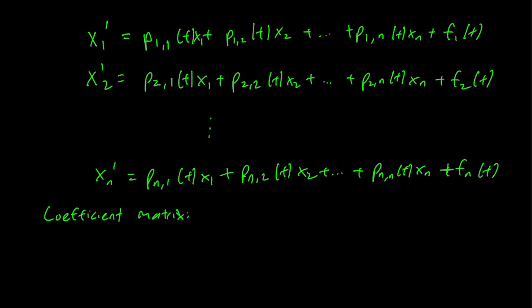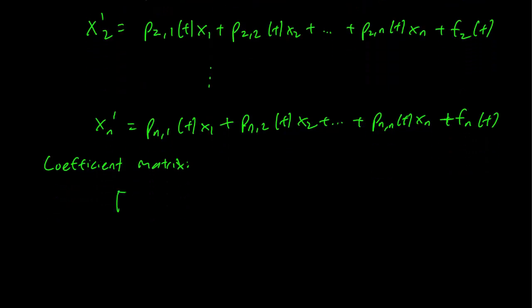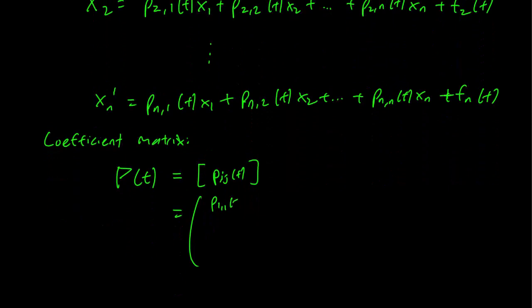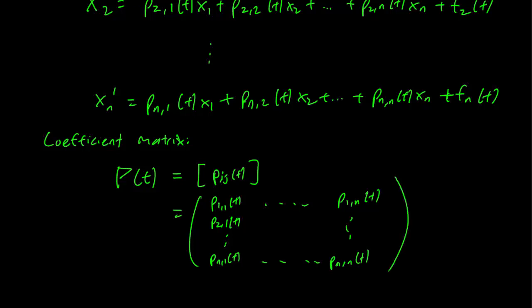So we get P(t) is just going to be Pij(t), or the matrix that is formed by all the coefficients here. So we have P11(t), P21(t), and so on. I'm just going to write the corners because I'm lazy. So you have this n by n matrix like so.